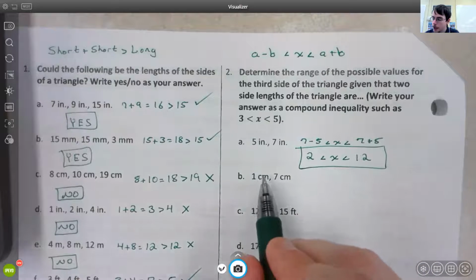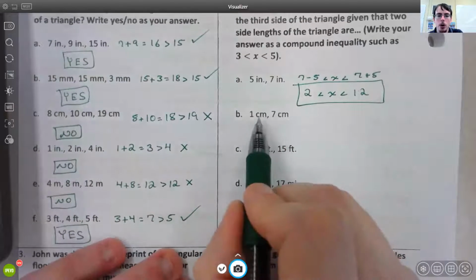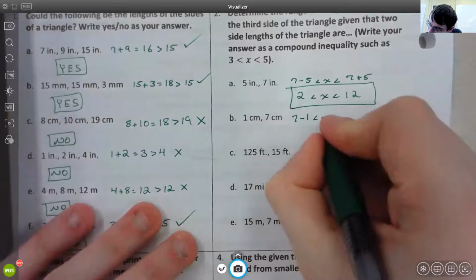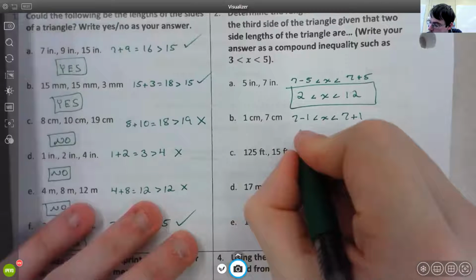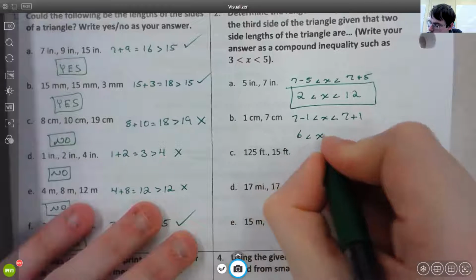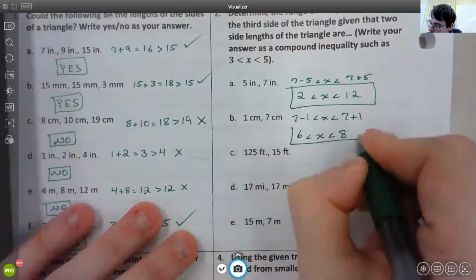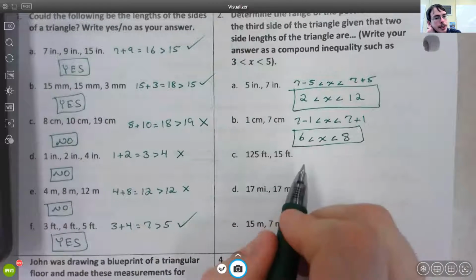So let's look at B. We have 1 centimeter and 7 centimeters. We take 7 and subtract 1. Take 7 and add 1. 7 minus 1 is 6. Less than x, which is less than, then we take 7 plus 1, which is 8. So our range is 6 is less than x, which is less than 8.